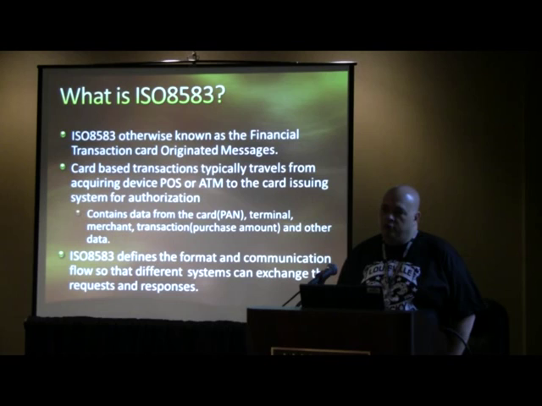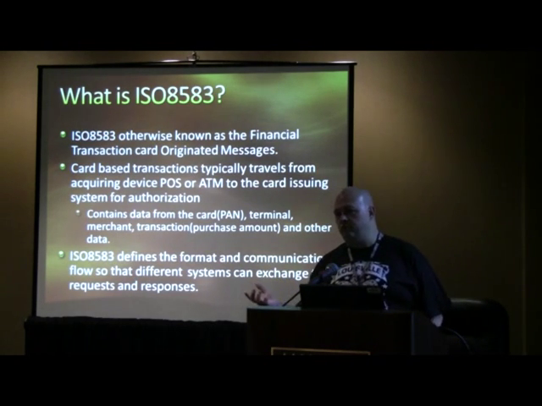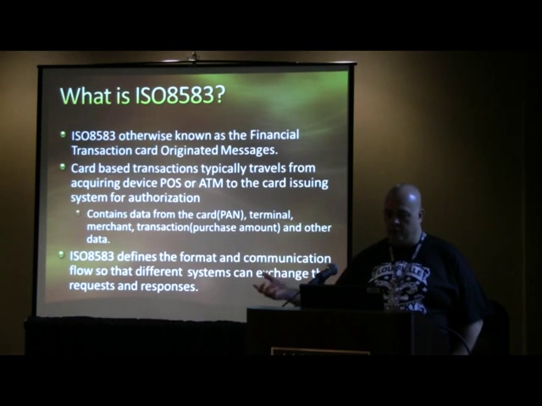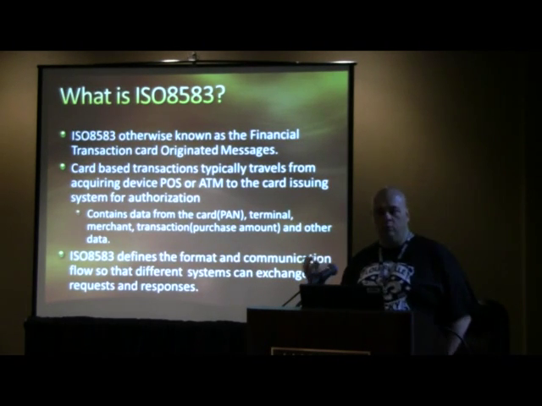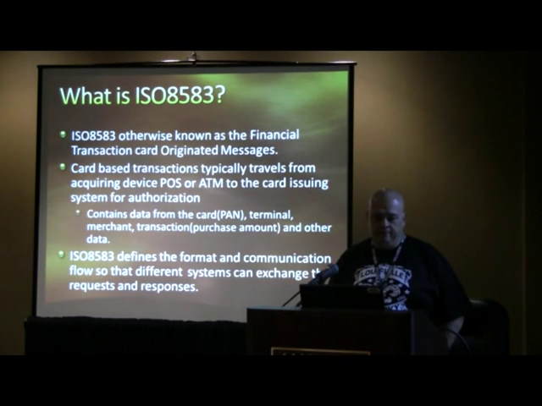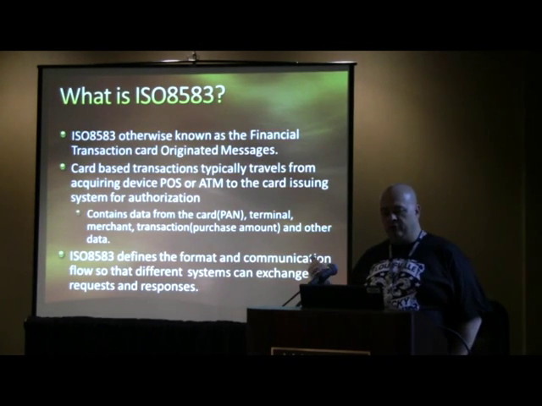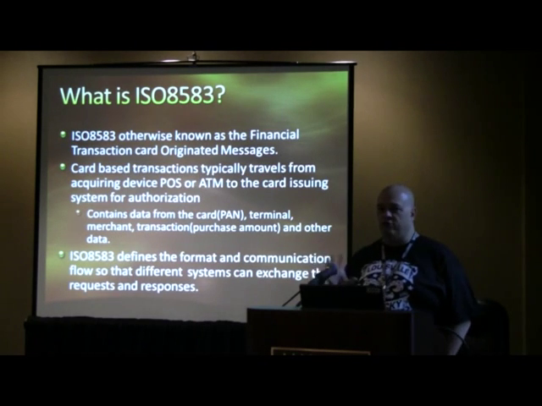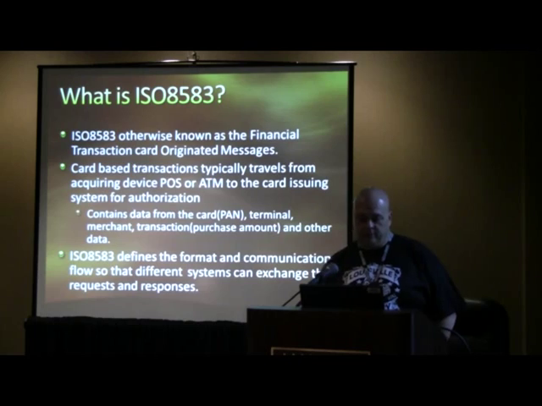So the card-based transactions generally travel from the point of sale or the ATM to the card issuing system, and then from there to the bank and the acquirer. That contains your PAN, primary account number, terminal and merchant transaction information, the amount, who you purchased from, information like that. ISO 8583 defines the format and communication flow so that different systems can exchange this information and either authorize, decline your card, etc.